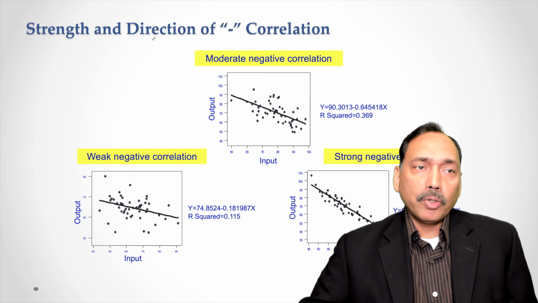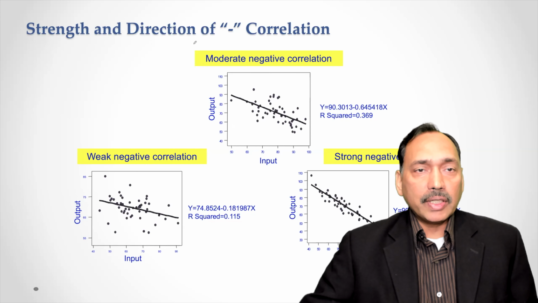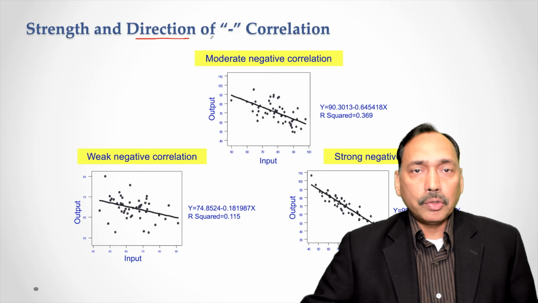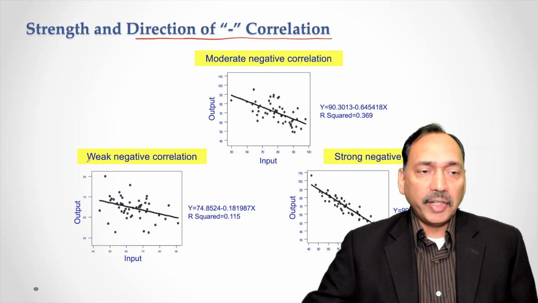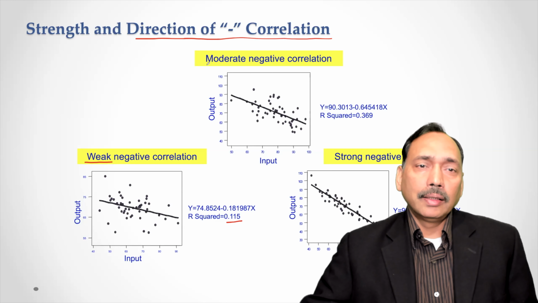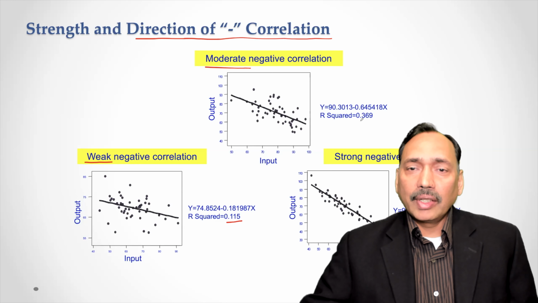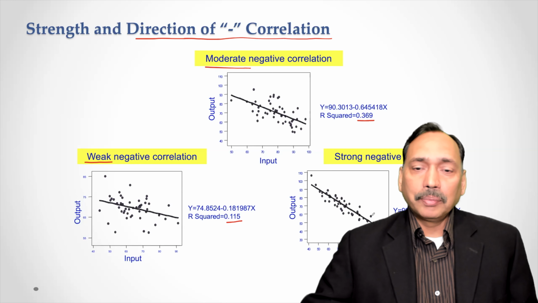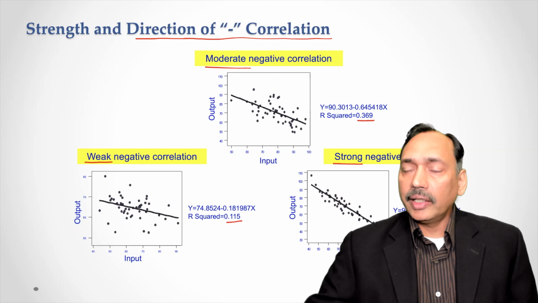And this is opposite of the previous one. So now the direction has changed to negative. We have weak relationship. R square is only 11.5%. Moderate, R square 0.36. And then we have strong with about 87.6%.